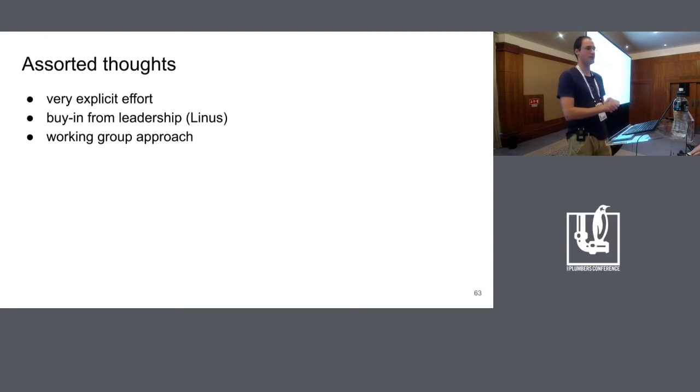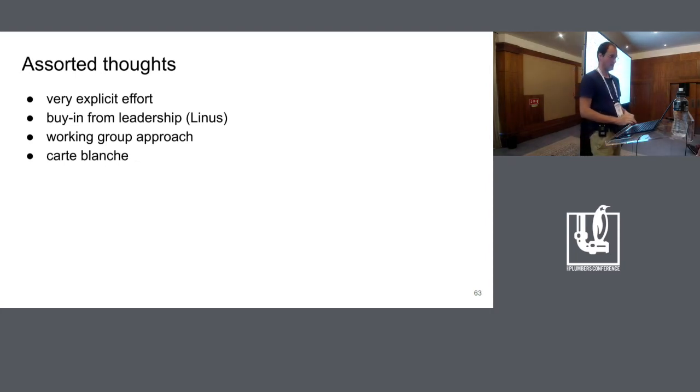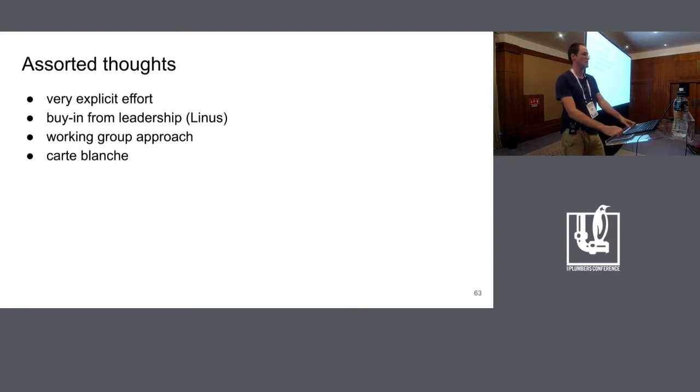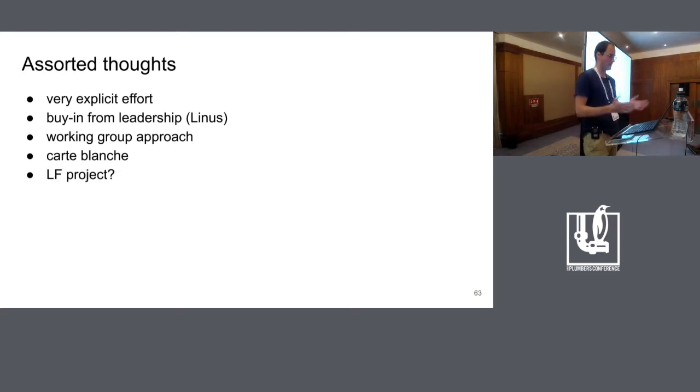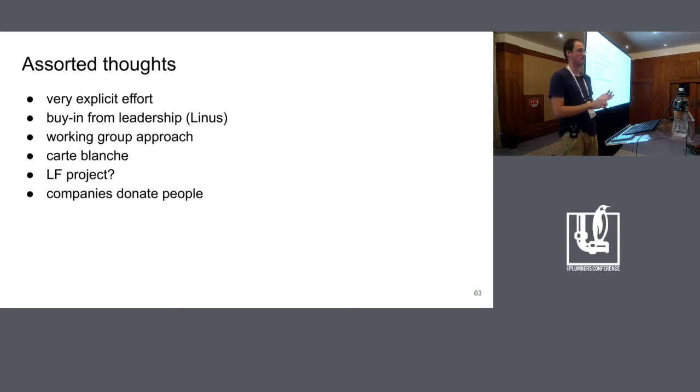It may need to use a working group approach, simply because discussing all things on the mailing list with 5,000 people may not be the most productive thing. Some of the changes may need a carte blanche approach, simply because they may require lots of changes, and if you need to justify and argue each small change with everybody, it may just become infeasible. I don't know if it needs to be a LF project, maybe, but companies will need to donate some people for this. And the thing is that companies are already spending a significant amount of resources.